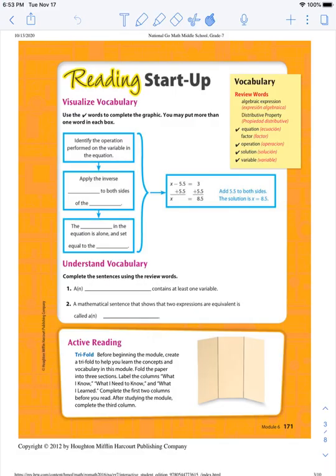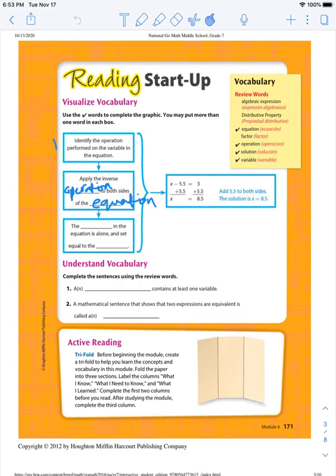All right, to prepare us for some vocabulary terms, we're going to complete the blanks together. These are steps to solving an algebraic equation. First step, identify the operation performed on the variable in the equation. Apply the inverse operation to both sides of the equation.